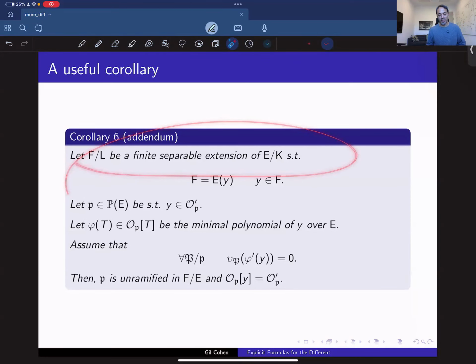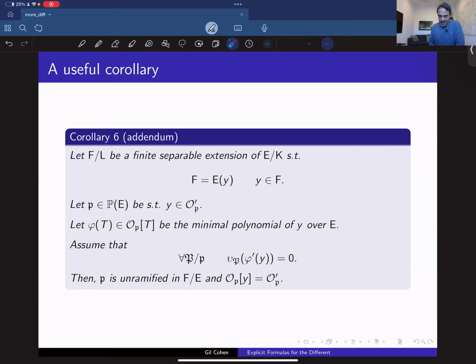So again, under the same assumption, we have a finite separable extension of function fields, and F is generated by this y, and y is in OP prime for some p that you care about, and its minimal polynomial is phi. So now assume that you know that for every capital P over little p, the valuation of the derivative actually is 0. Another way of saying that is that this is a unit in O capital P. So you just need to come up with some way of inverting it to verify that. It's even easier than computing valuations, right? You're just deciding whether the valuation is 0 or not.